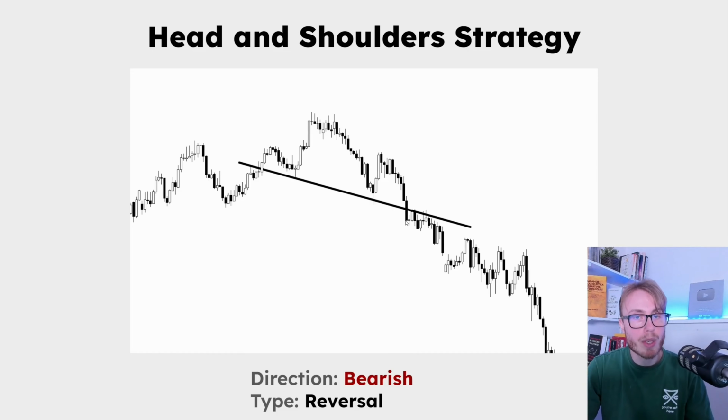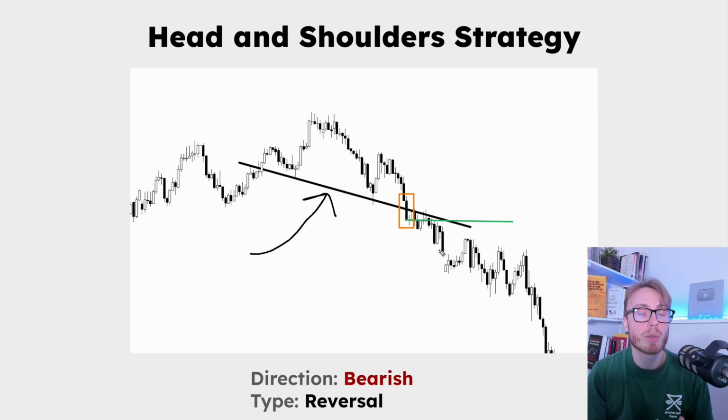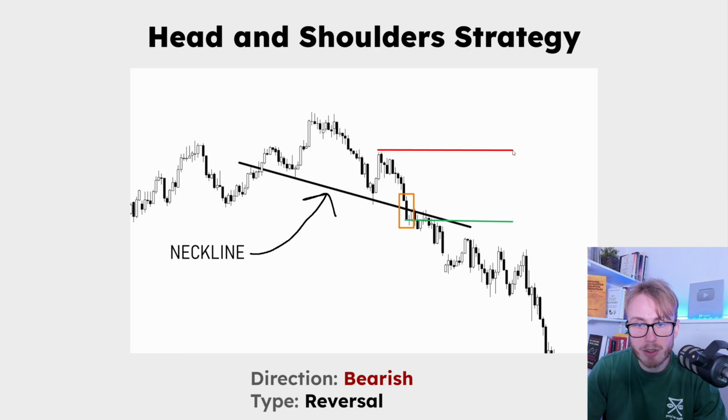As for the entry points, we have 2 main ways to enter. The first entry point is this point right here. You can see when the price breaks below the downward sloping line. By the way, this line right here is what we call the neckline. If you use this entry point, the most common place to set your stop loss is just above the right shoulder of the pattern. So you set it just above this point right here. And if you're using a 2-to-1 risk reward, your profit target would be all the way down here.